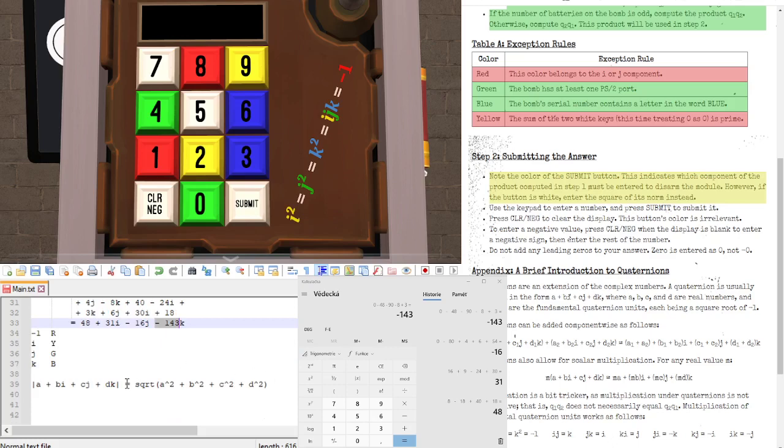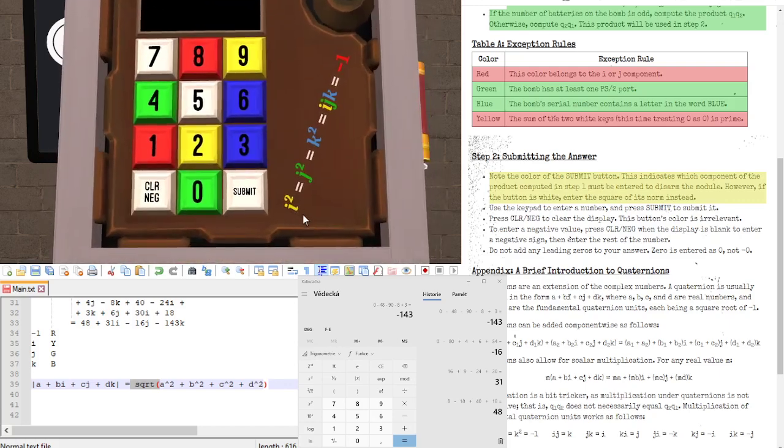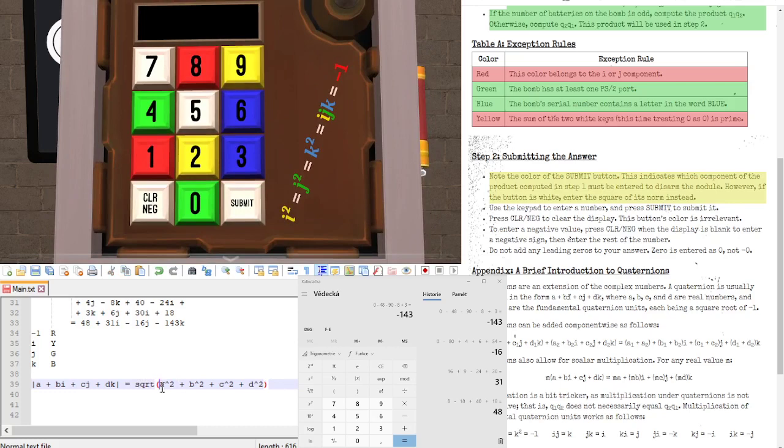However, since the square root can be a non-integer number, and we don't have a decimal point here, we actually want to submit not the actual norm, but the square of its norm. So if I square the norm, then the second power and the second root will just cancel out, and we'll get just the sum of its squares.